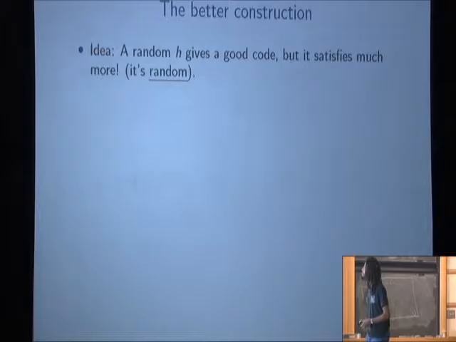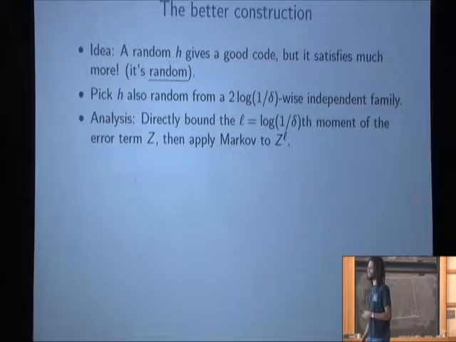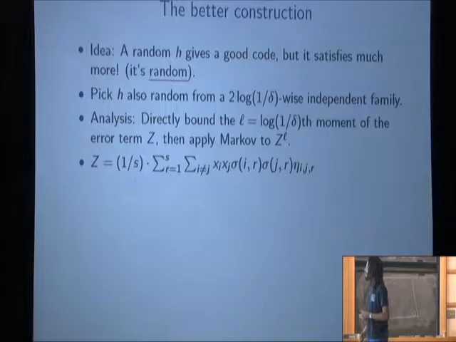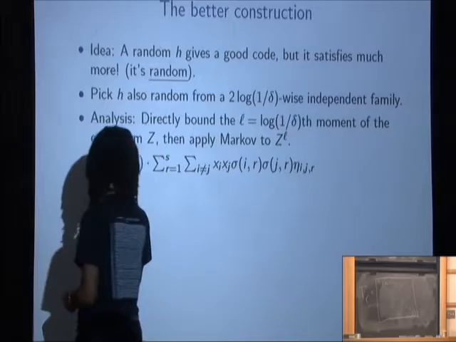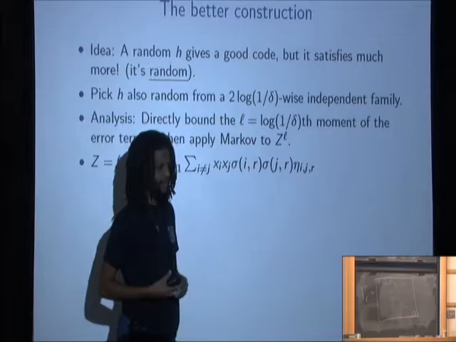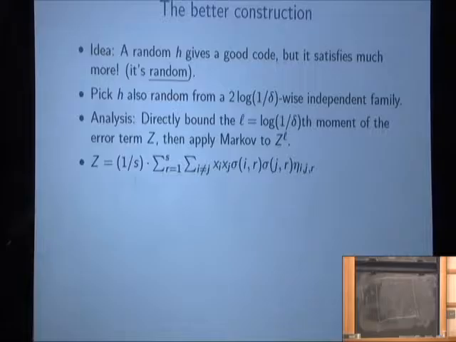Okay. And then I'm just going to bound the lth moment directly. And that's going to amount to a bunch of combinatorics. Okay, so this is my error term, where now eta_ijr is actually an indicator random variable, telling me that h of ir is equal to h of ij.